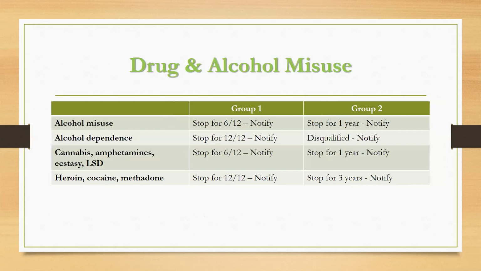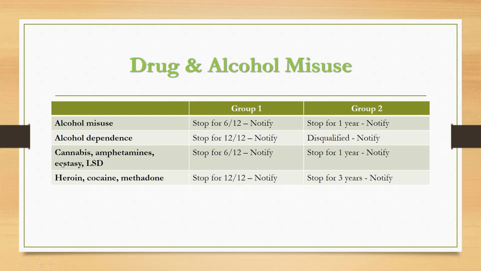For drug and alcohol misuse, regarding alcohol misuse, for group 1 the patient will need to stop driving for 6 months and should notify DVLA, while for group 2, he has to stop driving for 1 year and should notify DVLA. If the patient has alcohol dependence, he will stop driving for 1 year and should notify DVLA for group 1, and for group 2, he will be disqualified and should notify DVLA.